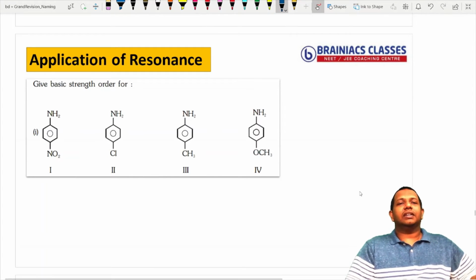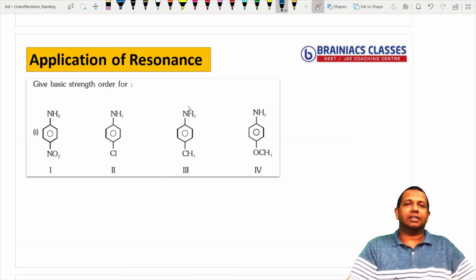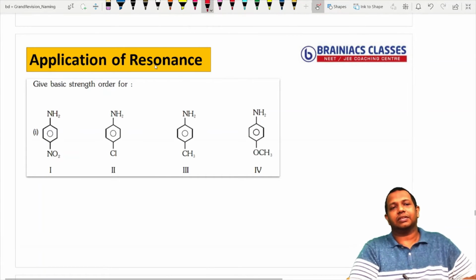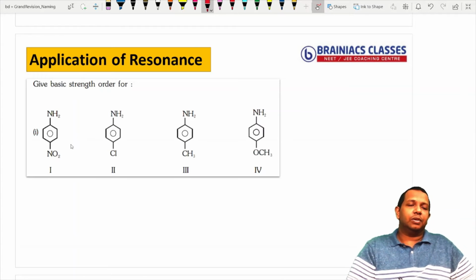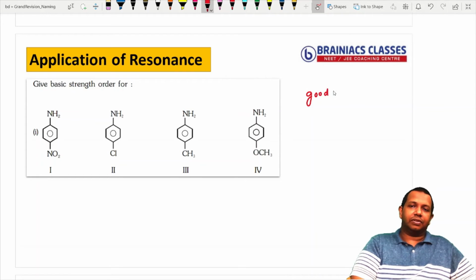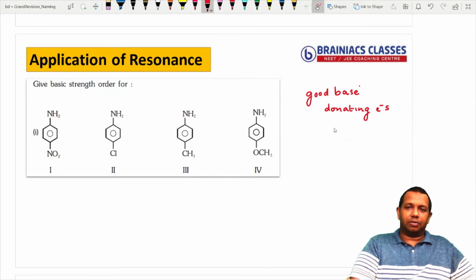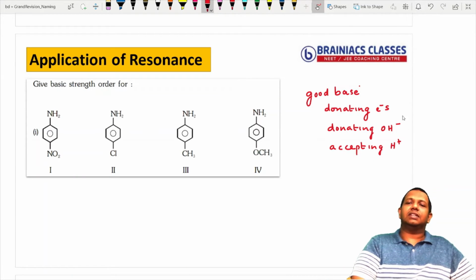Okay, so next we will start discussing, until now we were discussing the acidic strength. Let's start discussing some questions on basic strength. Here you are given aniline derivatives. So what is basically a good base? Please understand that first. A good base is somebody who is capable of donating electrons. Sometimes if they are capable of donating OH minus ions, then it is a good base, or if it is capable of accepting H plus. If any of these 3 conditions is satisfied, we can call that a good base.